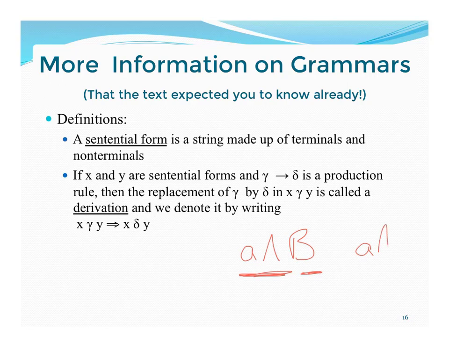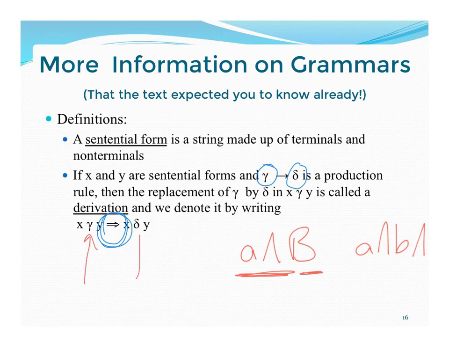And A lambda little b lambda is also a sentential form, but you don't have to have non-terminals, or terminals for that matter, in your string to make it a sentential form. Also, as we did in the first set of slides, I've been using this double arrow notation to represent derivations, and that just says here's how you do one step. If gamma produces delta, then we can take the gamma in here, replace it with the delta, and call that a derivation.